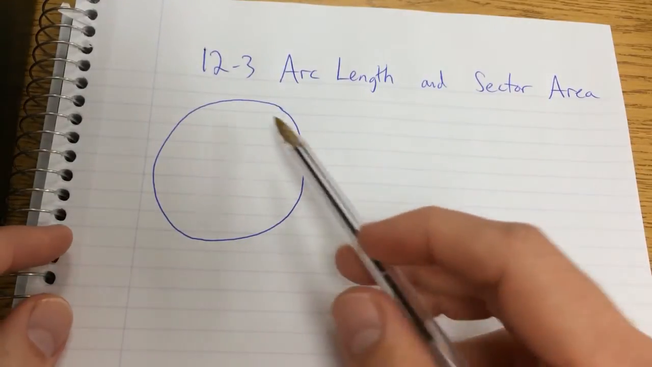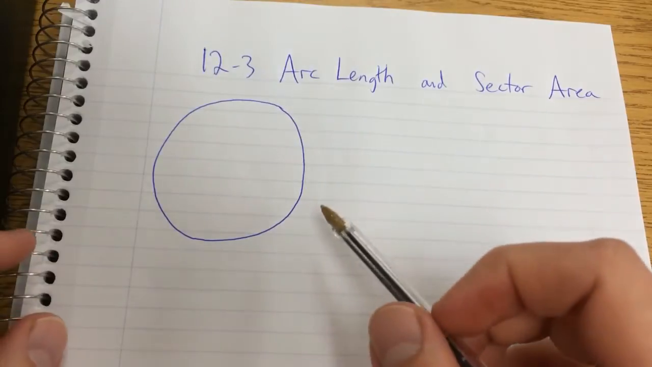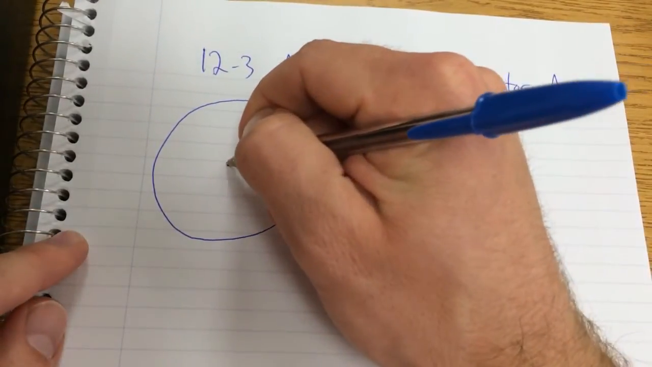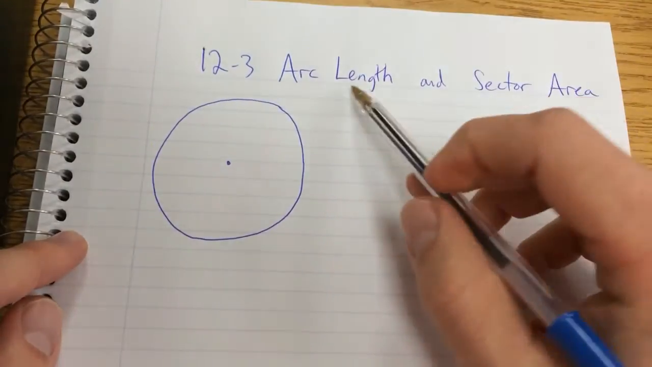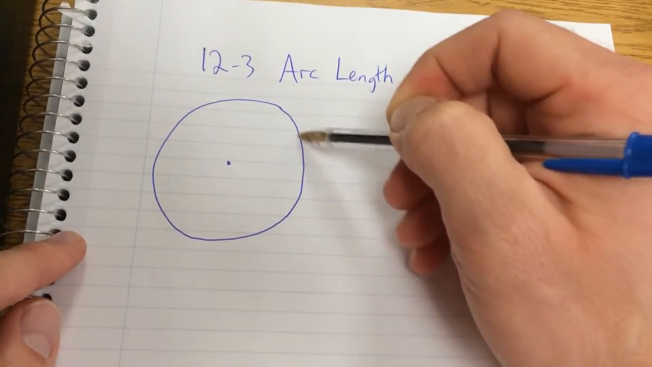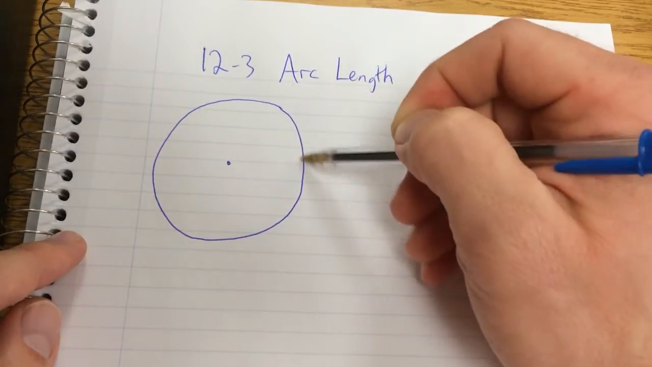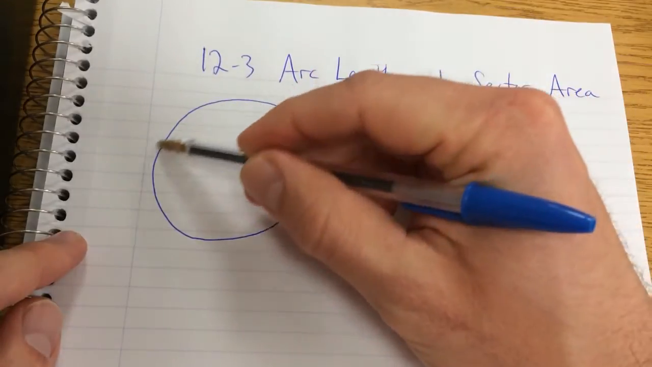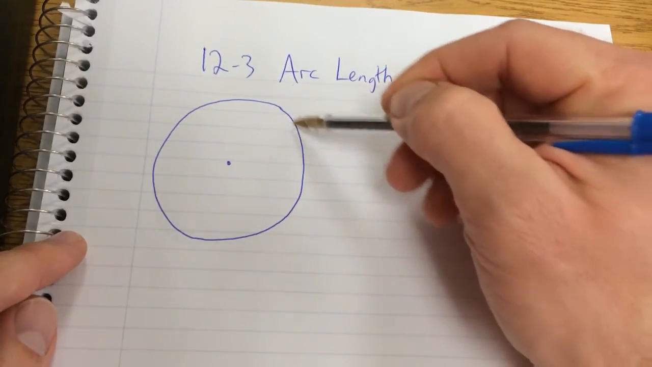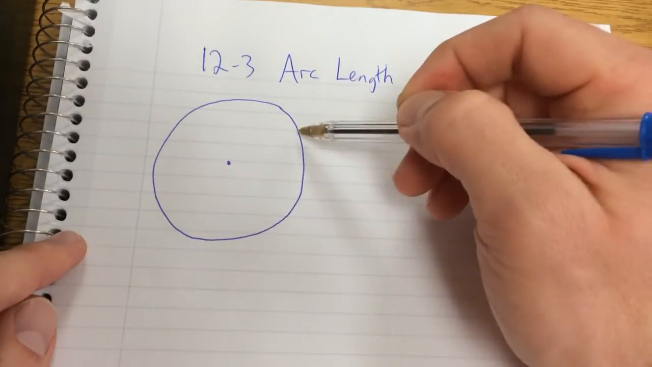This is in our circles unit, so I'll go ahead and draw a circle here. And I want to talk a little bit about what arc length and sector area mean. We know that an arc is just a piece of the outside of the circle. So if we compare that arc length to the whole entire circle going all the way around, which would be the circumference. Okay, so an arc length can be just a piece of my circumference.